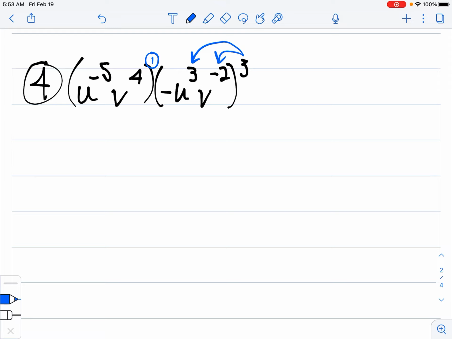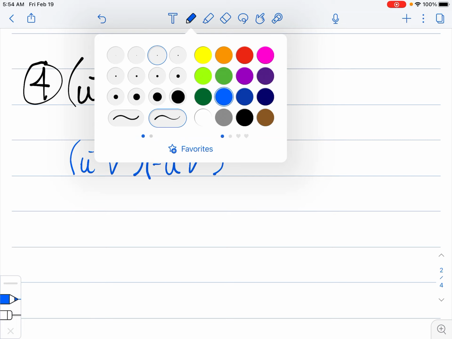So I'm going to go ahead and write down the first grouping. So u to the negative 5, v to the fourth. That stays the same. And now I'm going to distribute. So negative u to the ninth and v to the negative sixth. All right? And we're not going to have to do any dividing, so we're going to go right ahead and do our multiplying.